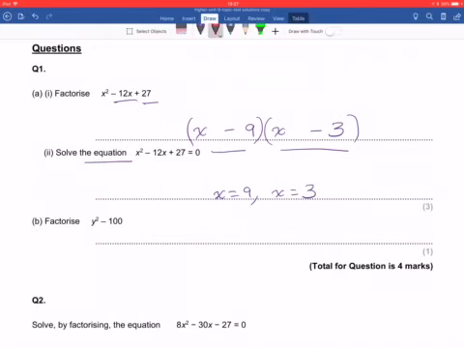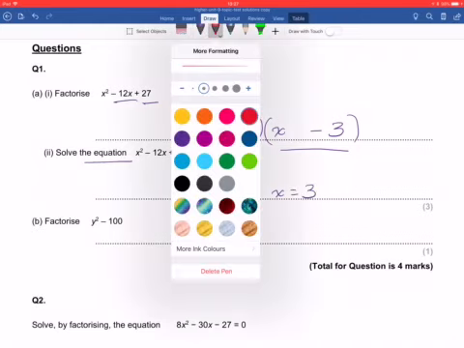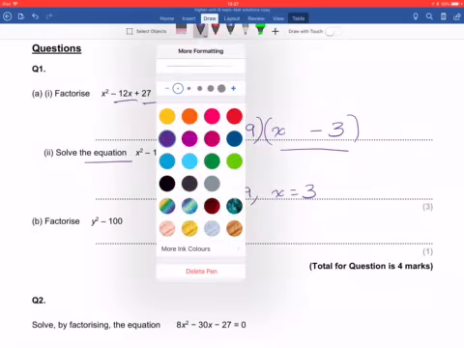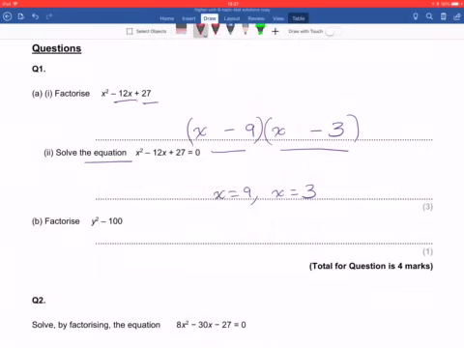This next one, it's a difference of two squares. So you've got to recognise that's what it is. It is y plus 10 and y minus 10.